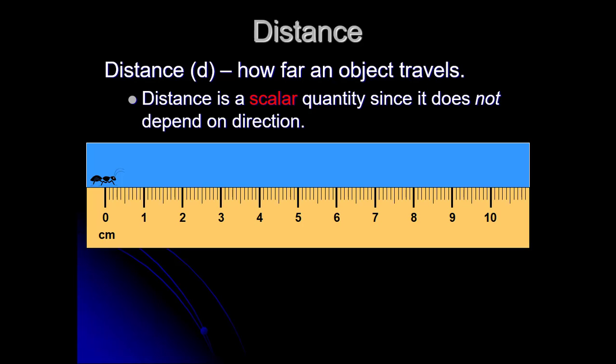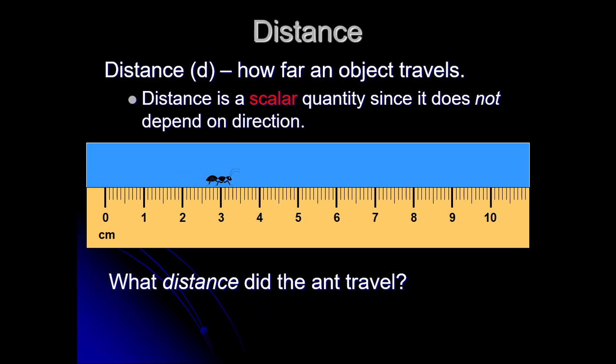So let's look at distance. Distance is abbreviated D, and it's how far an object travels. So that total distance that we had our little circle going, that's going to be our distance traveled. This is a scalar quantity. Scalar quantities do not depend on direction. So if we've got our ant standing there on that 0 line, and he moves over to the 3 centimeter line, what is the distance that he travels? Well, it's a pretty straightforward one. He travels 3 centimeters.